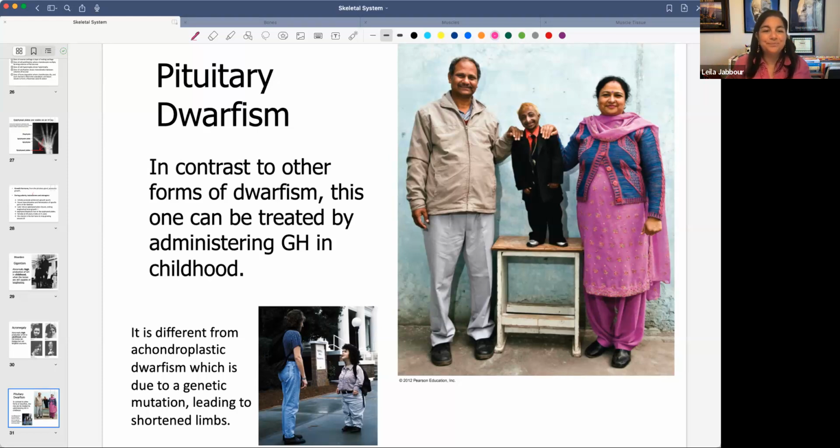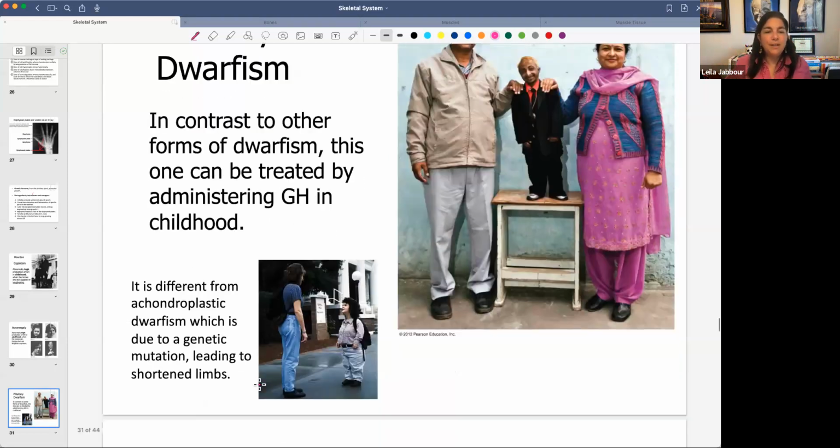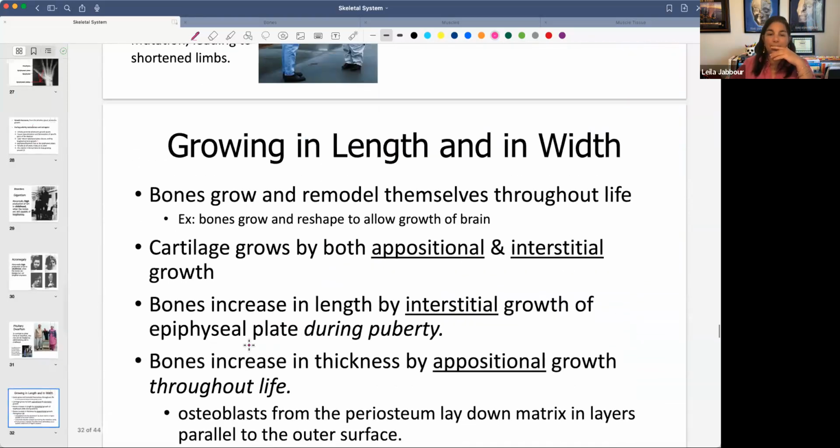He's not a dwarf. There are other forms of dwarfism that we can talk about in the endocrine chapter, that is more related to a genetic condition, where the torso and head are normal size, but the limbs are shorter than normal. So the dwarfs in these conditions are not as symmetric, and that's called achondroplastic dwarfism.